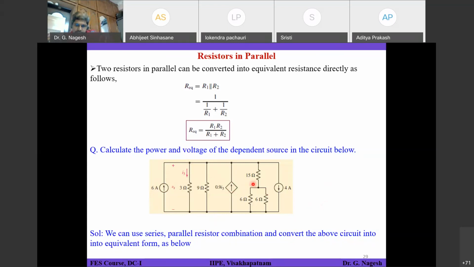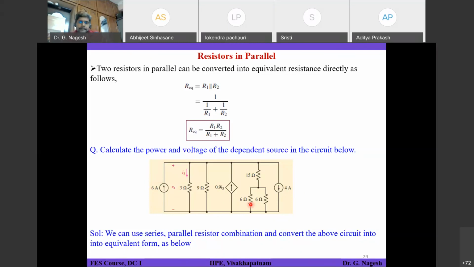The first thing you have to do is consider this 4 amperes current source coming in the downward direction and the 6 amperes current source coming in the upward direction. You can add them up, taking the sign into account. So it should be 2 amperes in the upward direction, because this current is coming down and this is flowing up. I have taken 6 amperes as my reference, so the net current will be 2 amperes in the upward direction. That is one way of reducing the complexity in our circuit.